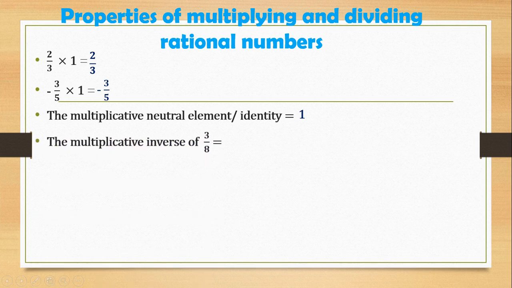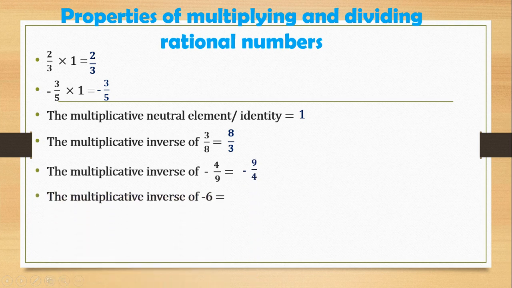The multiplicative inverse of 3 over 8, we will keep the same sign, but we will flip this fraction, or we will write the reciprocal of 3 over 8, which is 8 over 3. The multiplicative inverse of negative 4 over 9, we will keep the same sign negative, but we will flip the fraction to make it negative 9 over 4. And the multiplicative inverse of negative 6 over 1 is negative 1 over 6.